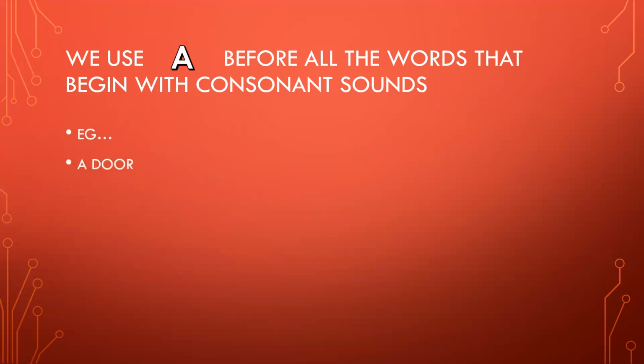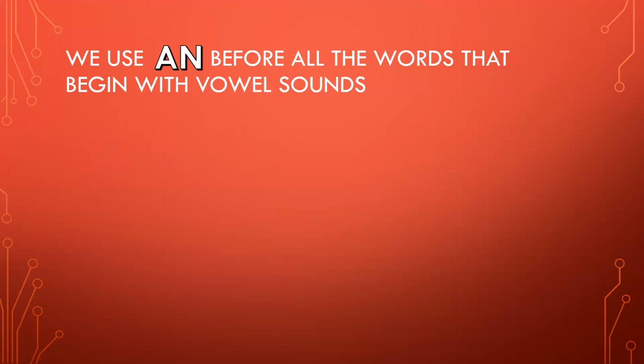Here's an example for you. A door. Why? A door. D sound. It's a consonant sound. So we are not looking at the letter D when we use a. We are saying the word in our minds so that we can decide whether the sound of the first letter in the word is a vowel sound or a consonant sound. A door, D sound.